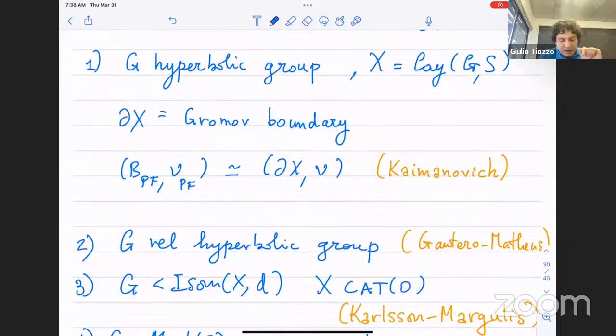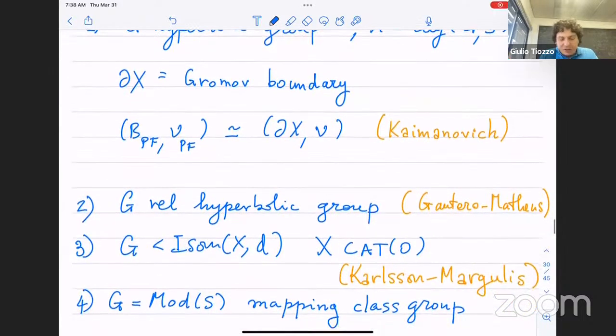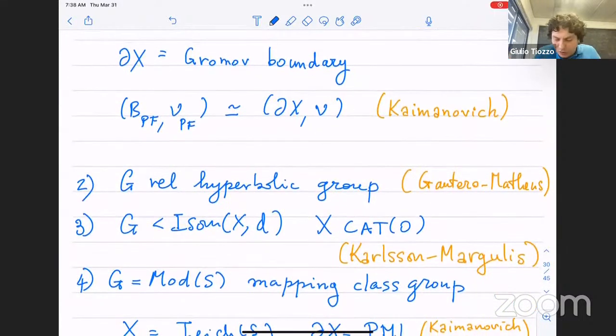So I will explain. People have looked at relatively hyperbolic groups. There's several people, I think Gekhtman and Matheus were the first ones. And in fact, later I will give an application of our theory so you could identify a boundary of a relatively hyperbolic group also with the sublinearly Morse boundary. So this one also will be discussed later today.